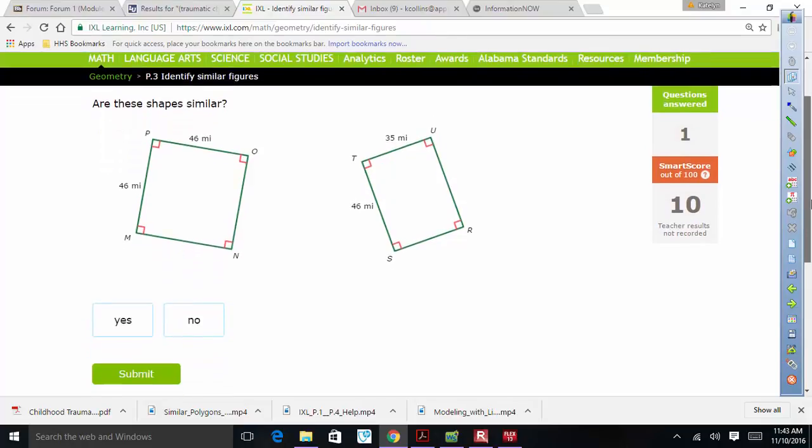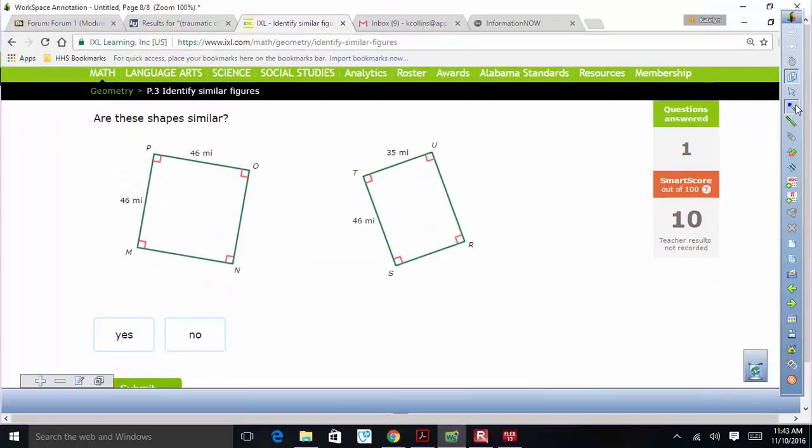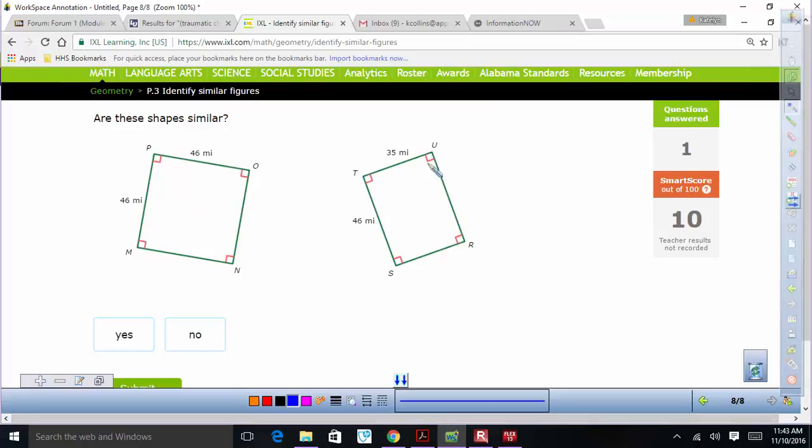Okay, let's try another one of those. So here we have, well, we can clearly see this is a square and this is a rectangle. So if I compared 46 to 35, just to make sure, that's going to be 1 point something. And then 46 to 46 is going to be 1. Those are not the same, so this one also would not be similar.